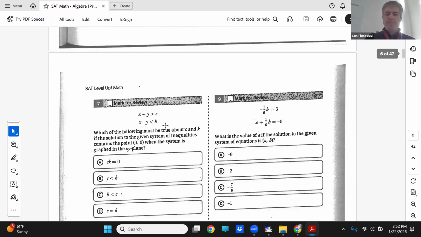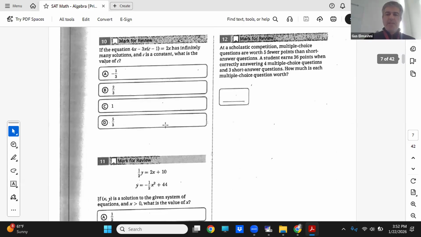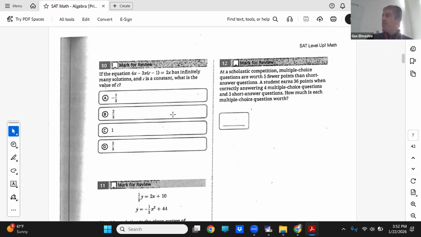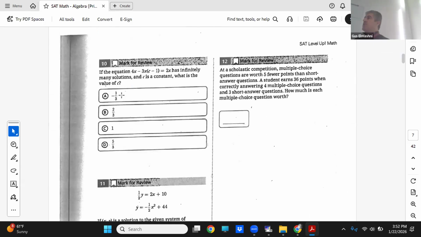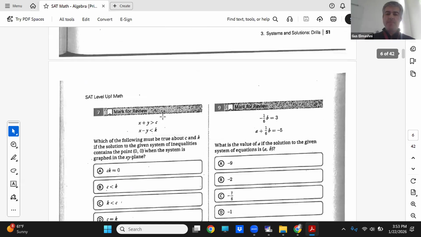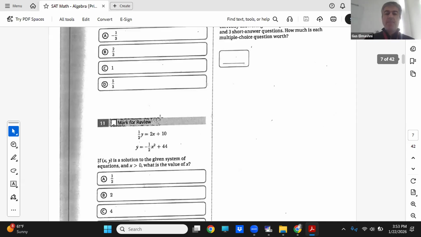I'm just going to focus on a couple of these questions per topic. So, for example, number 10. This is the old stuff, by the way, in the systems and solutions packet, page 53. I don't know what chapter it is. Chapter 3. Okay, number 10.